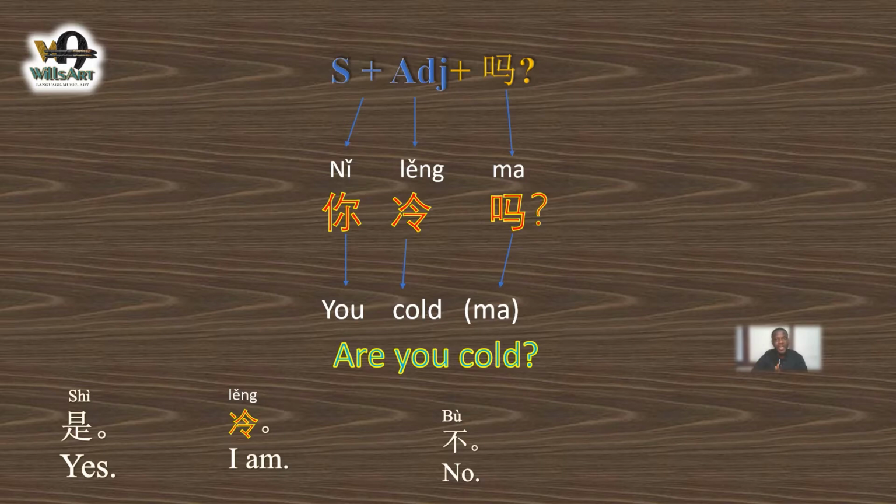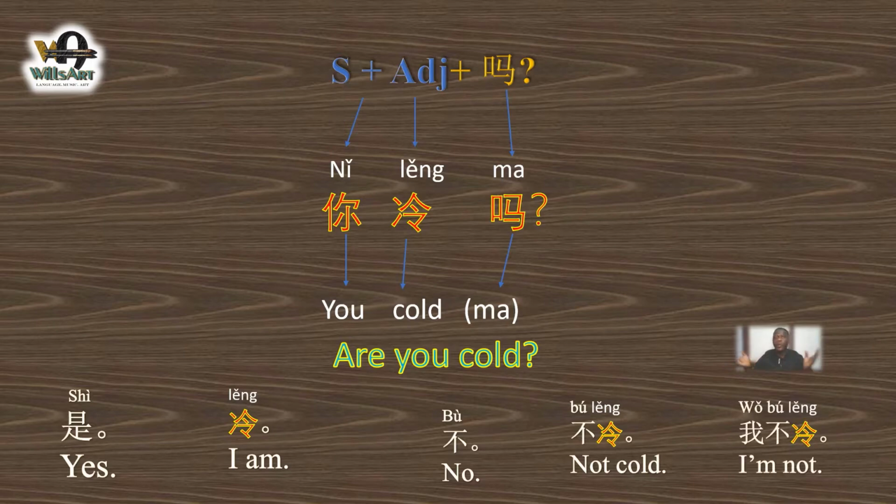Or you can say 不, which means no. Or you can say 不冷, which means not cold. Or by adding a subject to it, so you can say 你冷吗? 我不冷. Are you cold? I'm not cold.